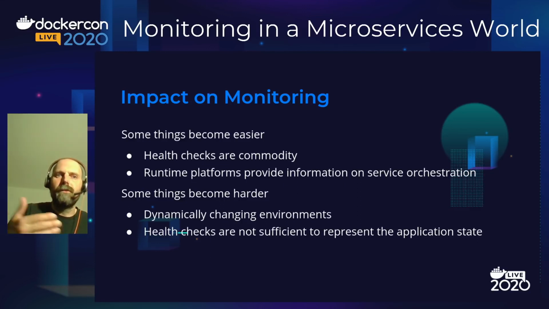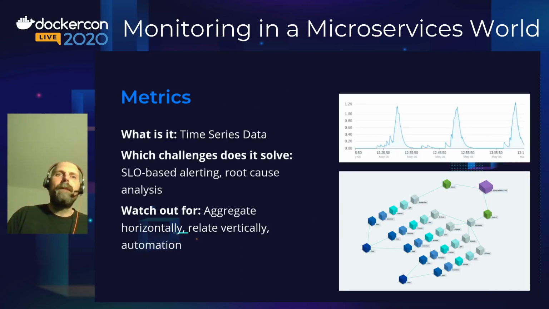And in order to solve this, there are new types of data emerging in modern monitoring systems, and these types of data are metrics and distributed traces. And so in the next two slides, I will introduce what metrics are and what traces are, and then we will see an example of how they are used in a typical application dashboard and how these relate to each other. Let's start with metrics.